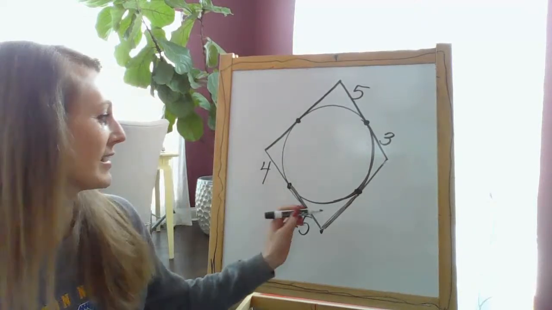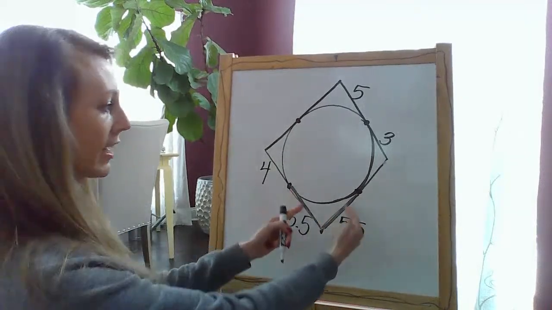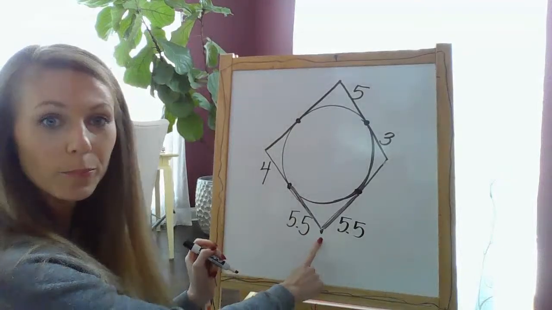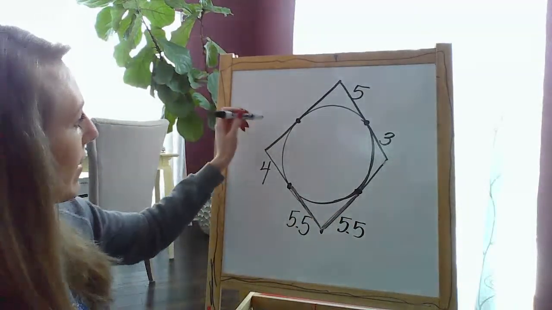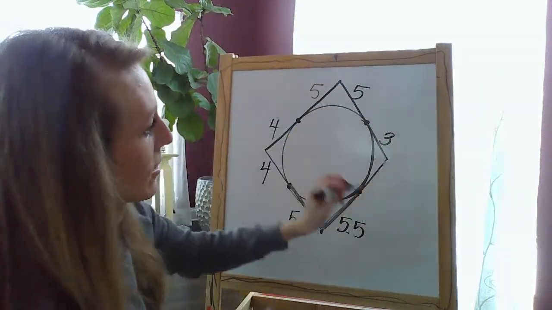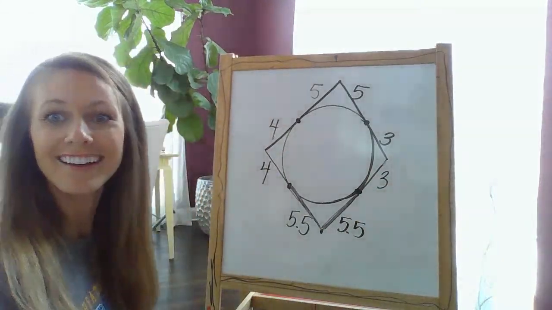Hi. Wonderful. So this is 5.5. So we'll do the same thing all the way around. Those 2 tangents were congruent. So 2 tangents that come to the same exterior point for the same circle are going to be congruent. So those are both 5.5. These are both 4. These are both 5. And these are both 3. And then we could add them all up and we would get our full perimeter.